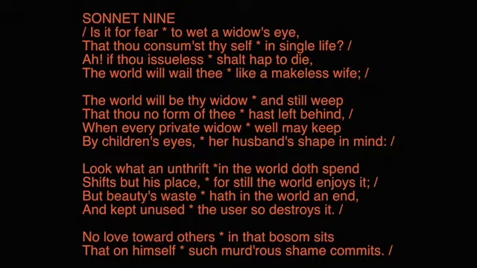Is it for fear to wet a widow's eye that thou consumest thyself in single life? Ah, if thou issueless shalt hap to die, the world will wail thee like a makeless wife. The world will be thy widow, and still weep that thou no form of thee hast left behind, when every private widow well may keep, by children's eyes, her husband's shape in mind. Look what an unthrift in the world doth spend, shifts but his place, for still the world enjoys it. But beauty's waste hath in the world an end, and kept unused, the user so destroys it.